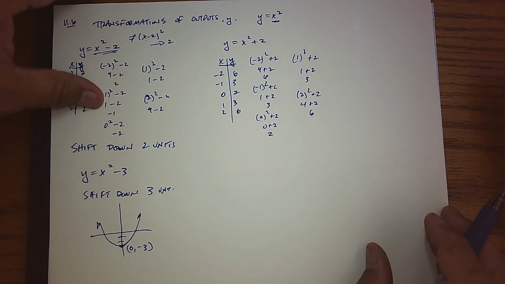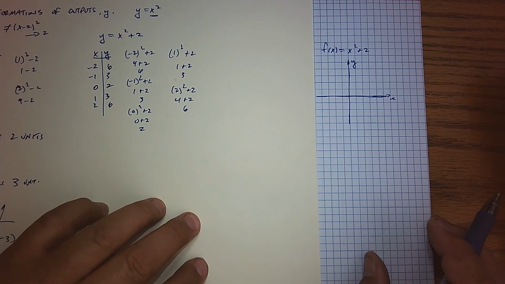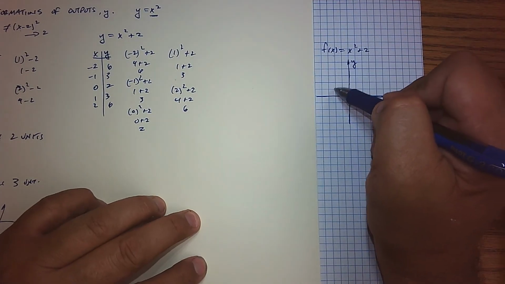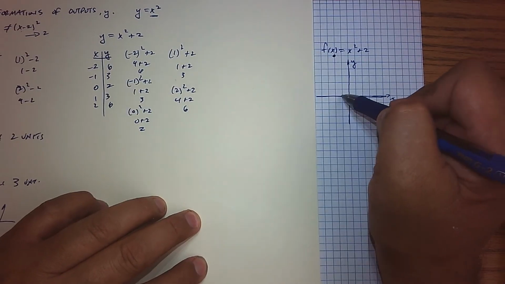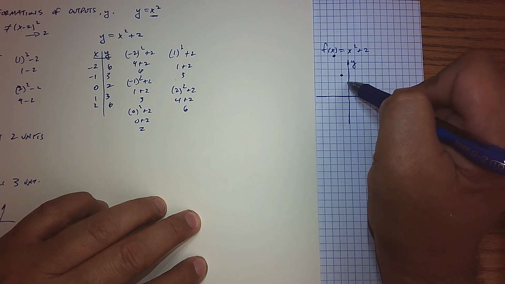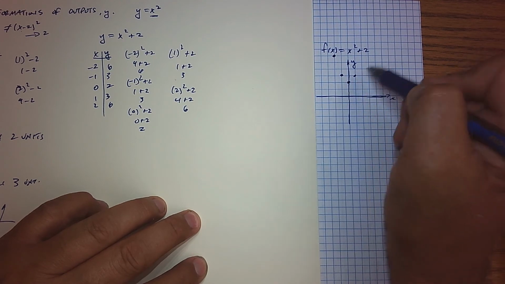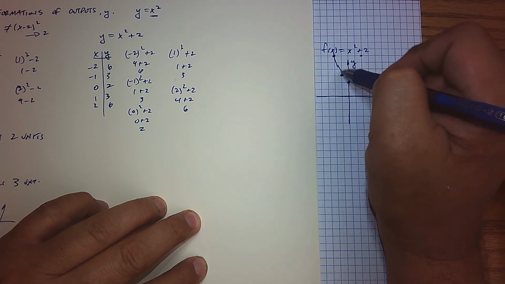So when we go plot this, there's the grid. We've got negative 2, 6. We've got negative 1, 3. We've got 0, 2 on the graph. We've got 1, 3 on the graph. And we got 2, 6 on the graph. So everything is there. There's our parabola.